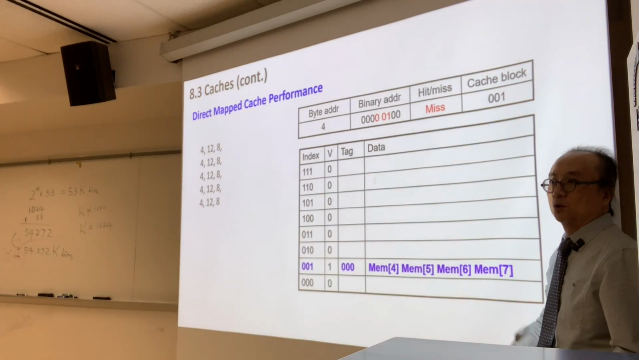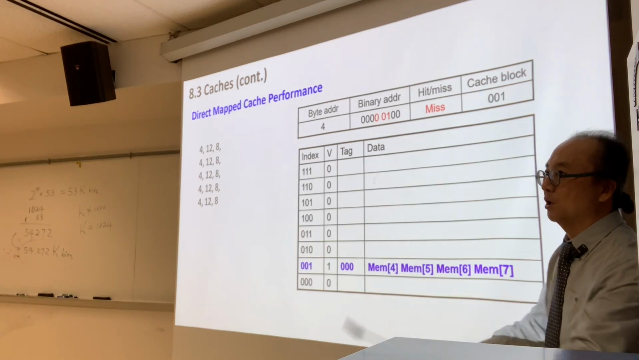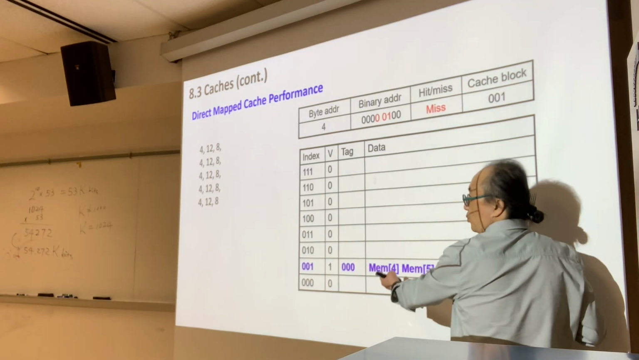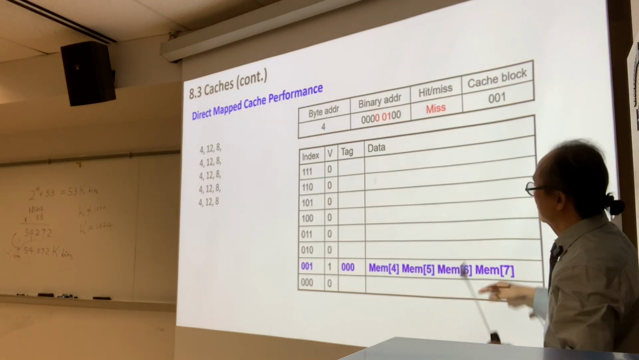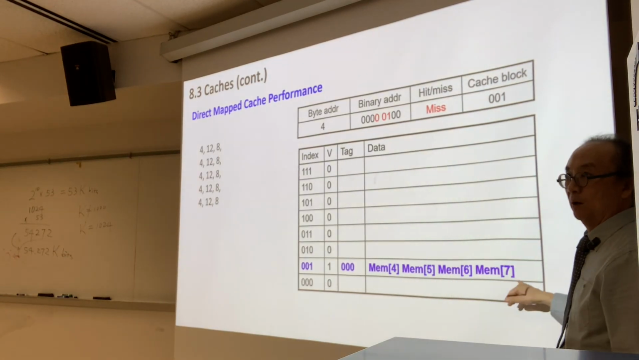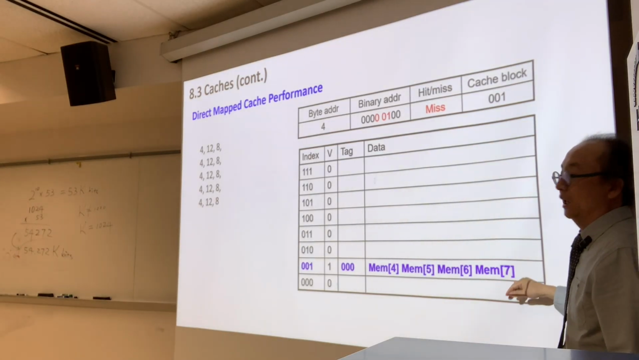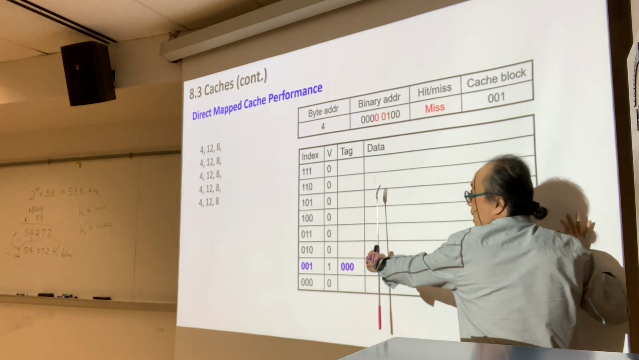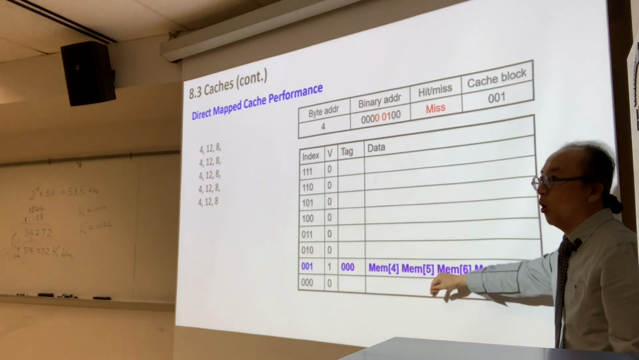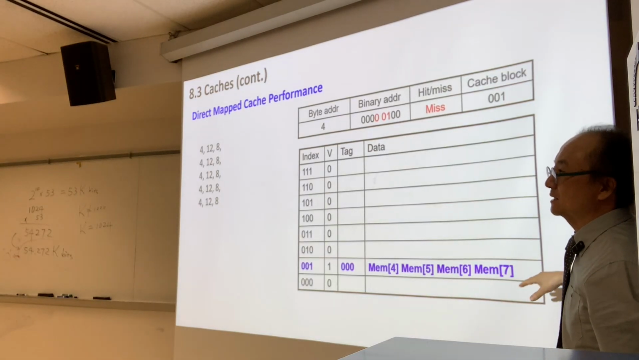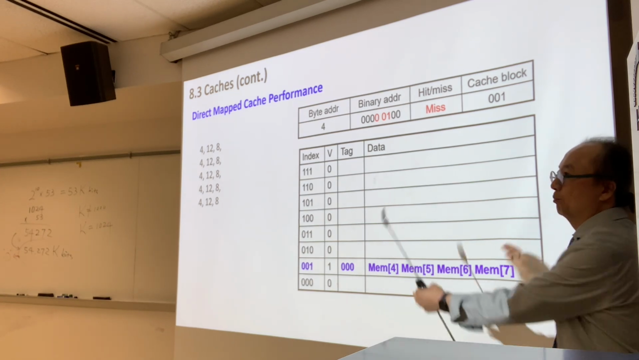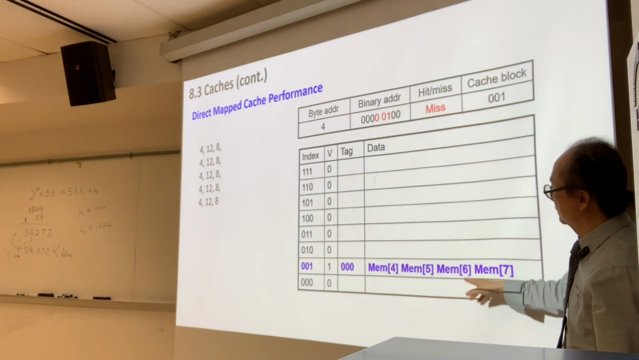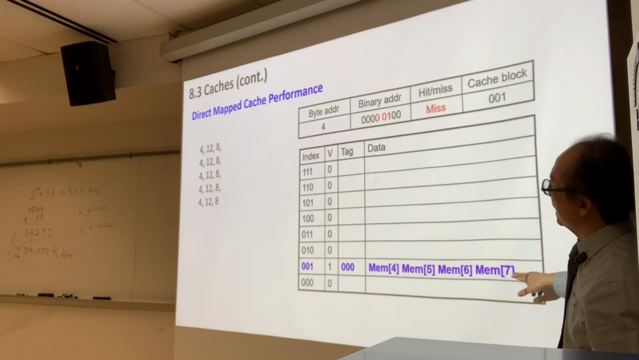So always when we bring from main memory to cache, we bring them all as a whole block. If this is 1 word, there's going to be 4 of these, 4 bytes. If this was 2 words, then we need to bring all 8 bytes in one shot. So always bring the content as a block. Make sense? So this is the content of the cache in here.